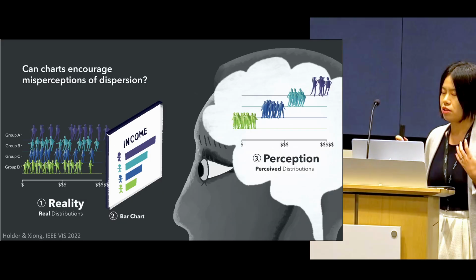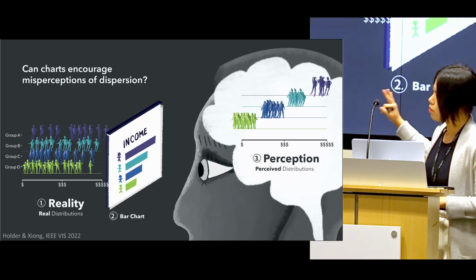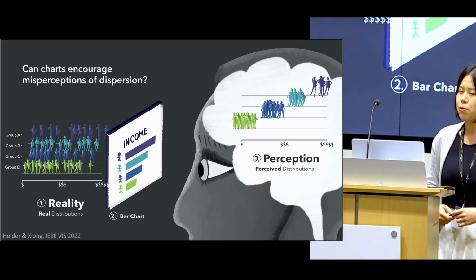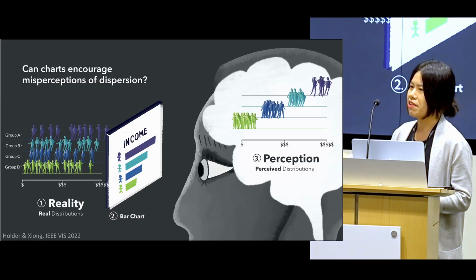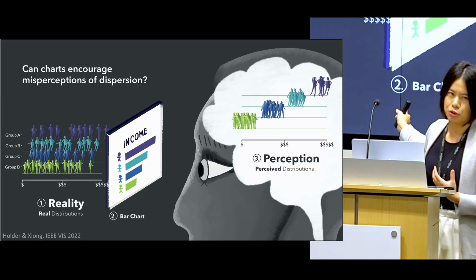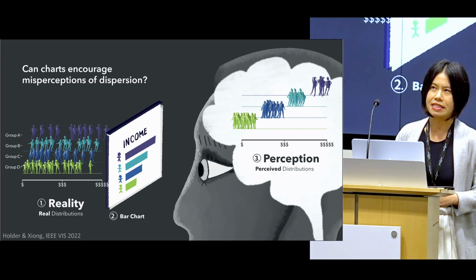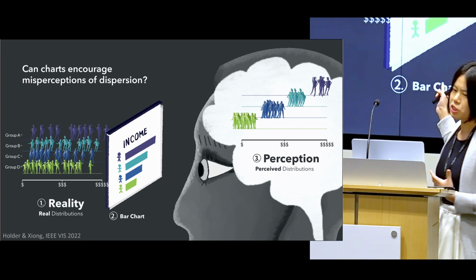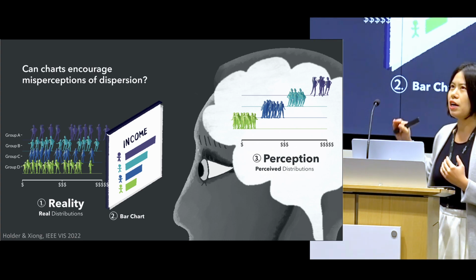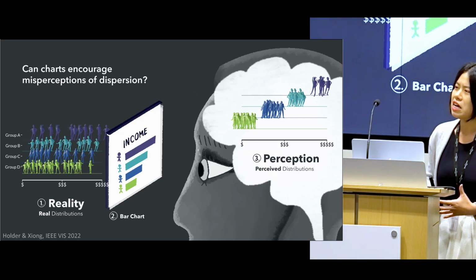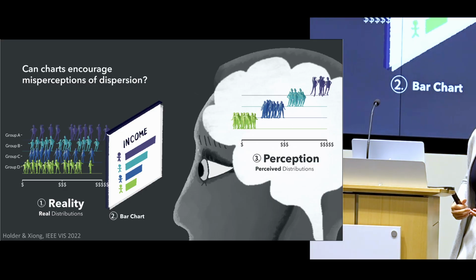So let's imagine a world where we have different groups of people and they make different amounts of money. Right? If I were to take this reality and visualize it using this bar chart I'm showing you here, which we see everywhere, right? Bar charts are everywhere. What's going to happen is that the average viewer looking at the bar chart will think everyone in the purple group makes more money than everyone in the green group. And that's an inaccurate representation of reality, and that can lead to stereotyping.